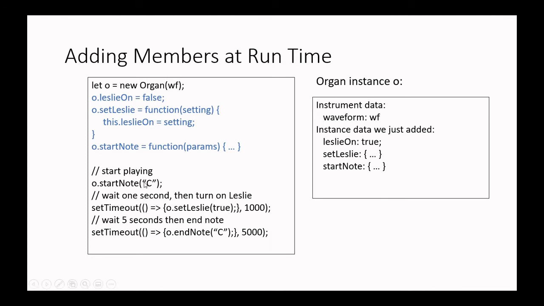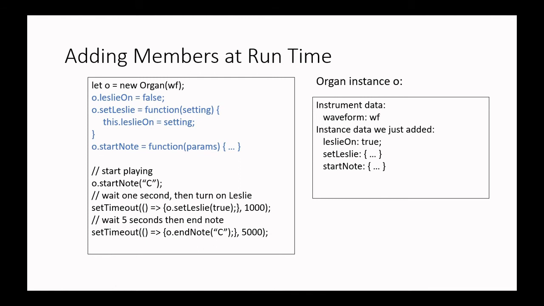Now we can start playing. We can wait 1 second and then turn on the Leslie, and then after 5 seconds we can end the note. And here is our organ instance. It has the original waveform, and then it's got the instance data that we just added. We have our changed start note, probably a wrapper function. We have our new Leslie on and set Leslie.